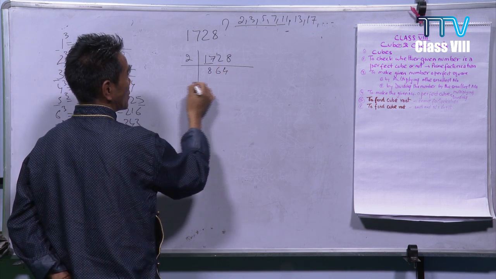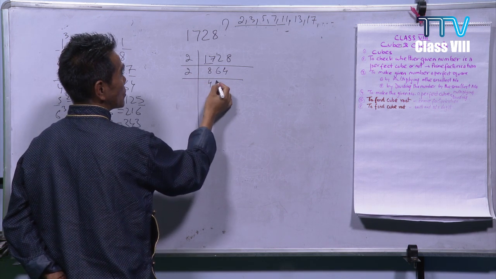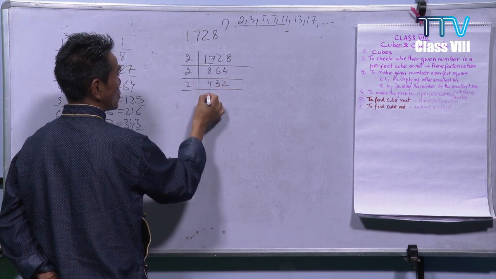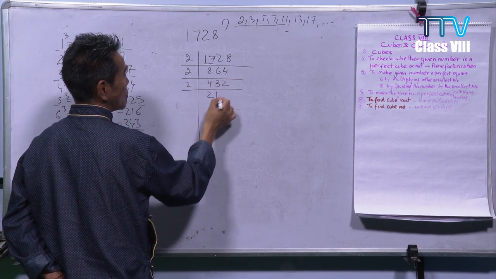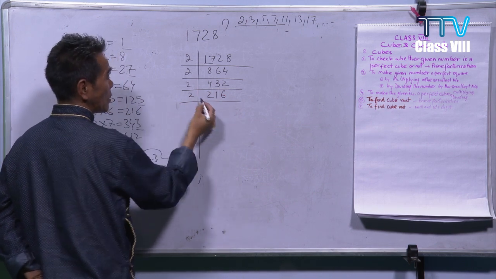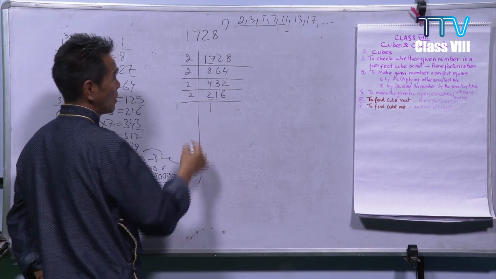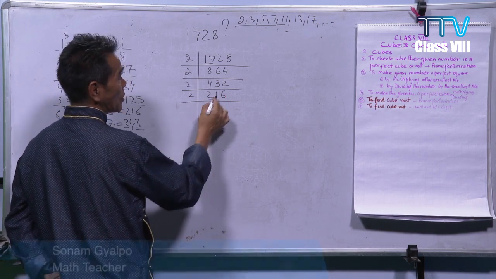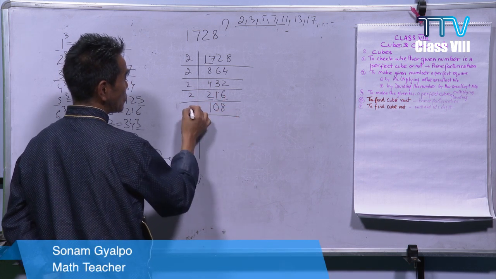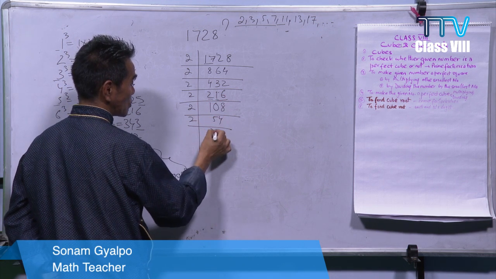432 is even, divide by 2 to get 216. Again even, divide by 2 to get 108. Even again, divide by 2 to get 54. Divide by 2 again to get 27.